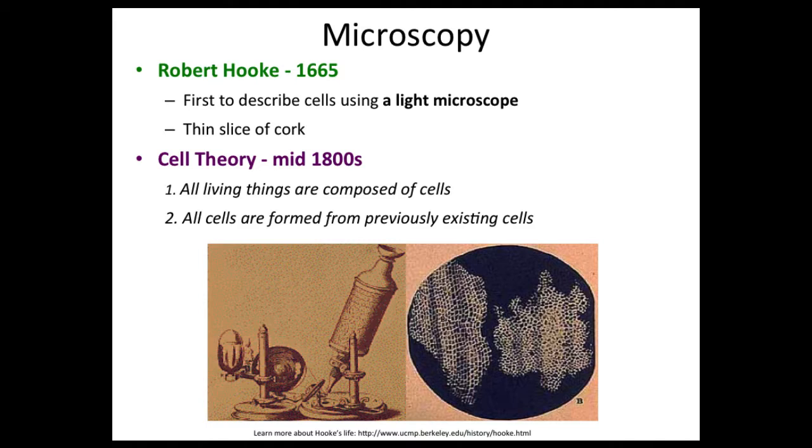Then about 150 years later, cell theory was finally hypothesized. And cell theory is composed of two parts. Number one, all living things are composed of cells. And number two, all cells are formed from previously existing cells.